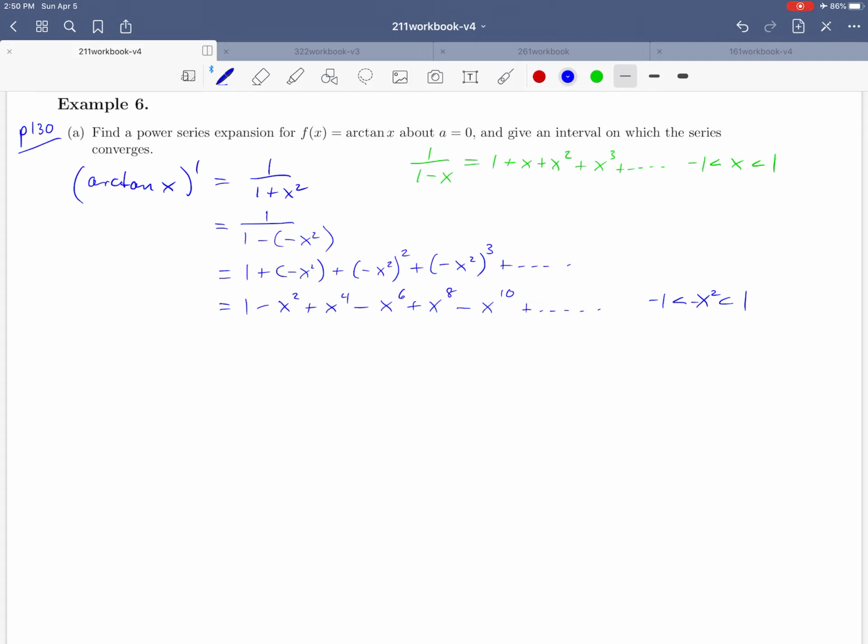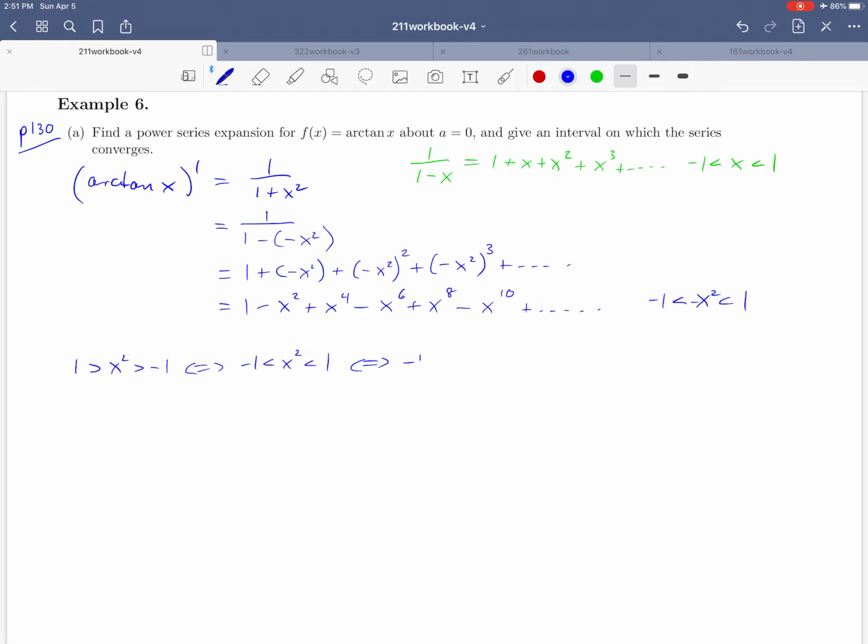Okay, let's look at that interval of convergence a little bit more. We can manipulate that, multiply all three parts by -1. That gives us 1 is greater than x squared is greater than -1, which we can just rewrite in the other order. We have -1 less than x squared less than 1. But when is x squared between -1 and 1? That is really true when x is between -1 and 1.